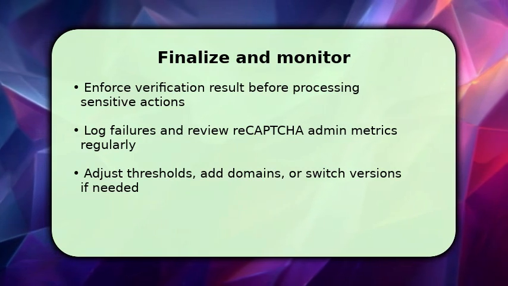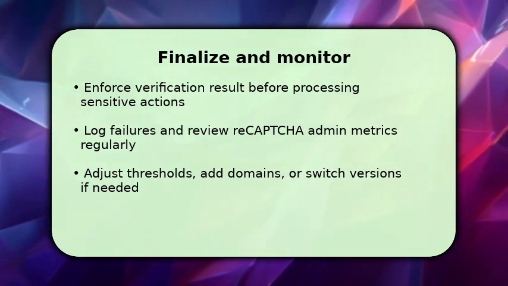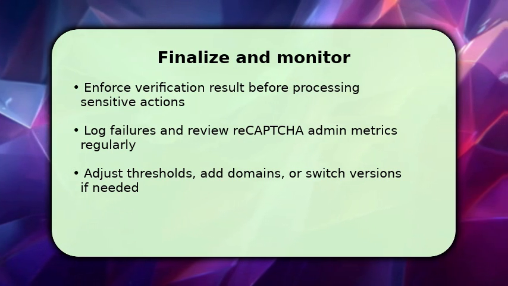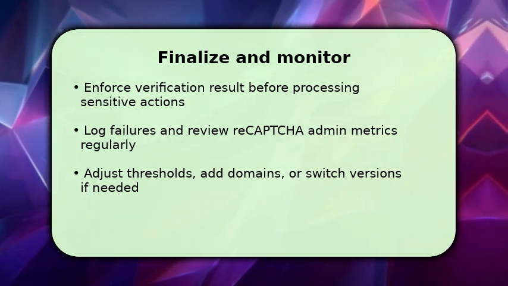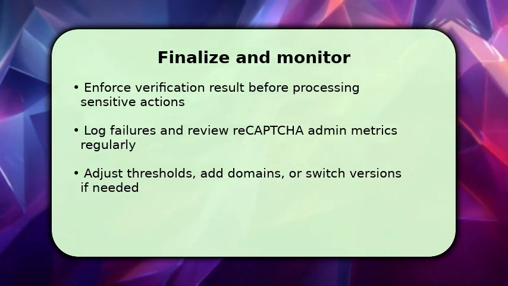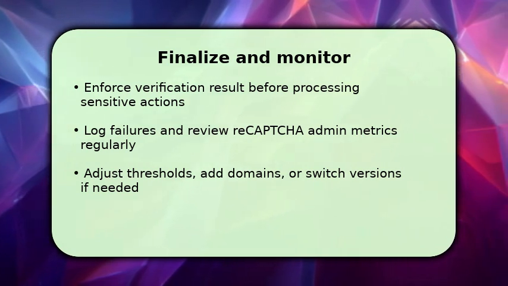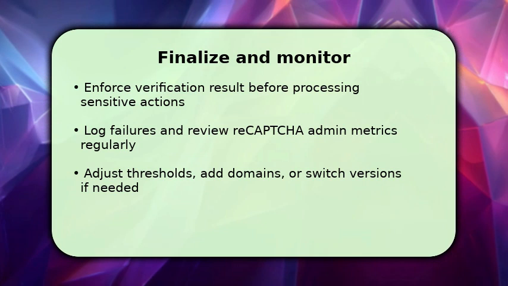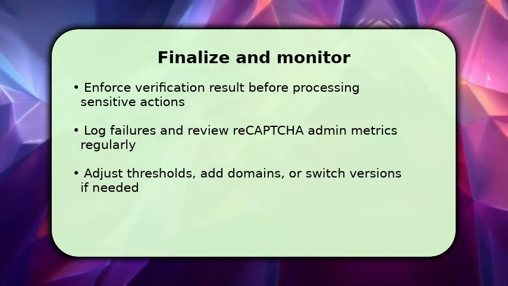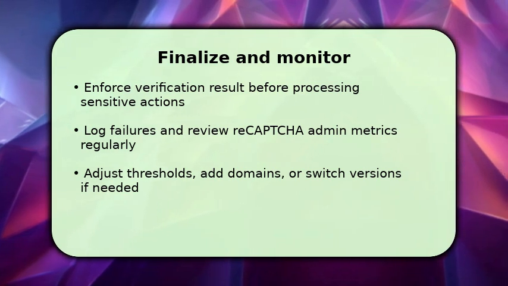Make sure to validate action names and enforce a score threshold if using V3. Finish by gating critical operations behind successful Recaptcha verification. You should reject submissions that fail verification or fall below your score threshold. Once deployed, monitor the Recaptcha admin dashboard for unusual failure rates and traffic patterns, and log verification outcomes server-side for audits. If legitimate users are blocked, lower thresholds or switch versions. If attackers pass, tighten thresholds or add additional checks.